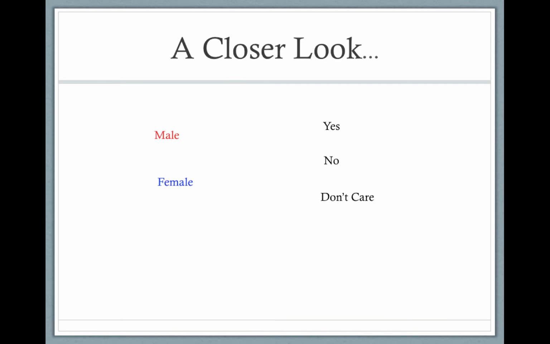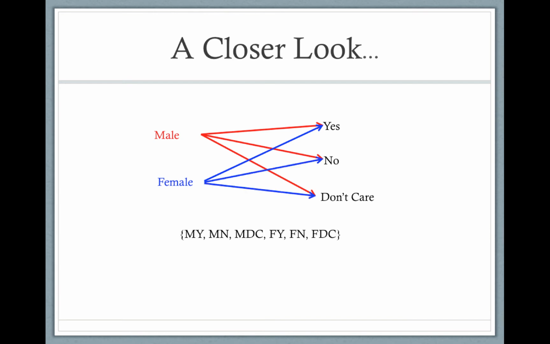Okay, so again, let's take a closer look. We take male to yes, male to no, and male to don't care. So that gives us 3 outcomes, male yes, male no, male don't care. Then we do the same thing with female, female yes, female no, and female don't care. And that gives us, again, the 6 outcomes in the sample space.